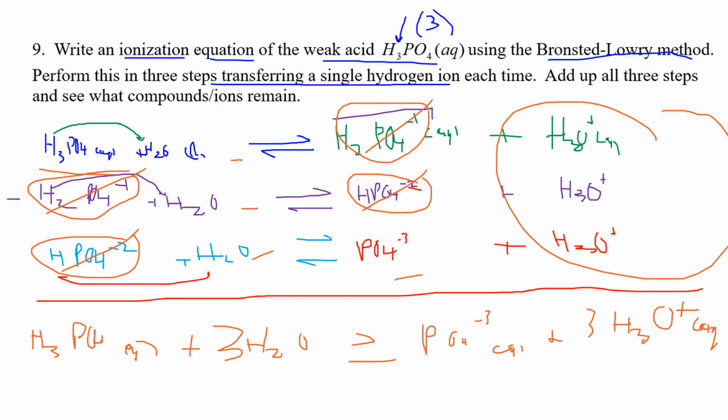Aqueous. So just to put this in perspective, H3, it had 3 hydrogens. That means we needed 3 waters to get rid of all the hydrogens, and then we made 3 hydroniums. So if your acid had 5 hydrogens, it would take 5 waters to make 5 hydroniums. If it had 25 hydrogens, it would take 25 waters to make 25 of these. And that is about it. So this acid was triprotic. It means it had 3 hydrogens, ergo 3 steps.